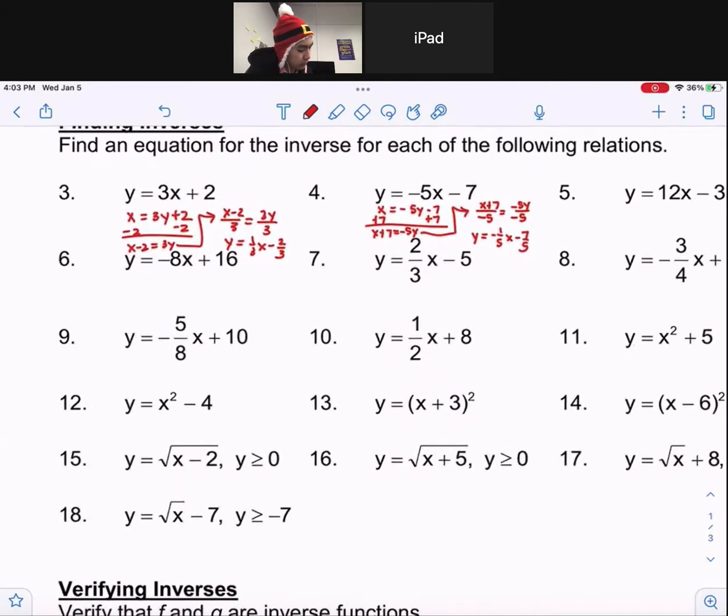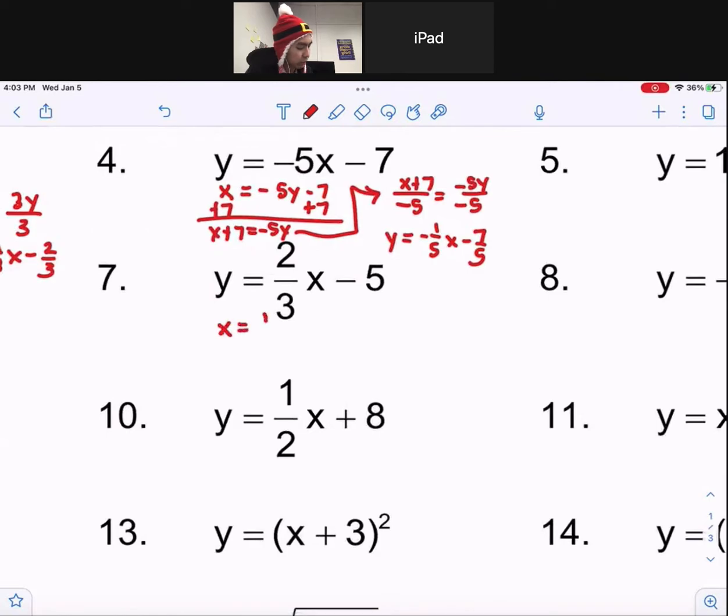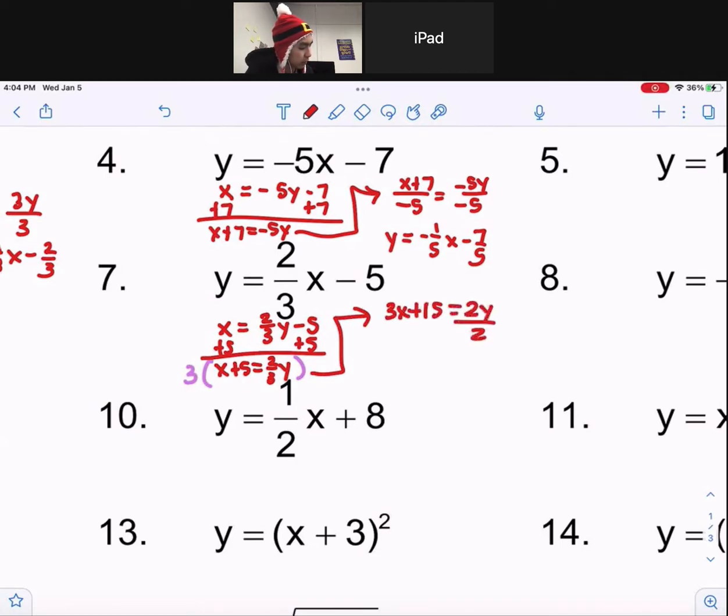Let's look at one of these fraction ones, number 7, 8, or 10. If we look at number 7, again you switch the variables and then solve for y. Add 5 to both sides first. Then we're dealing with that 2/3, so we multiply everything by 3. So 3x plus 15 equals 2y. Divide both sides by 2, and that would be your inverse function right there.